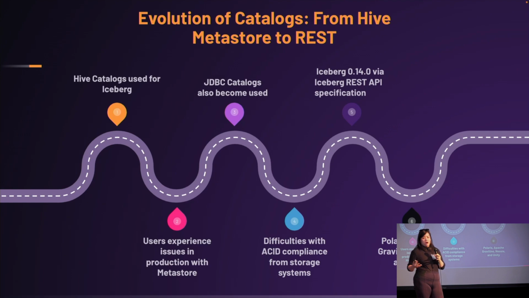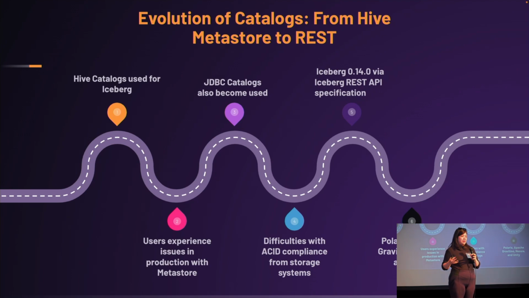And this was pretty common. But Hive Metastore was not really meant to be used in this way. You'll see that a lot of the time those locking mechanisms would get in the way of using Iceberg efficiently. It's also pretty overkill. And so there were a lot of experiences of just how bad it was at scaling into production.